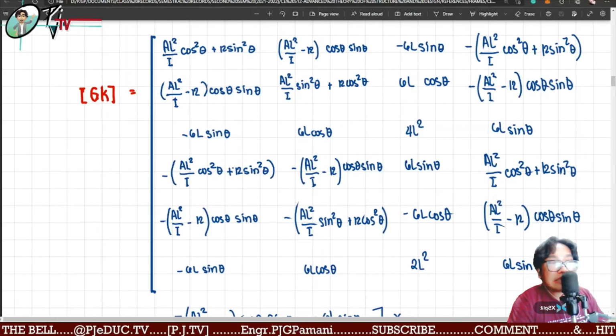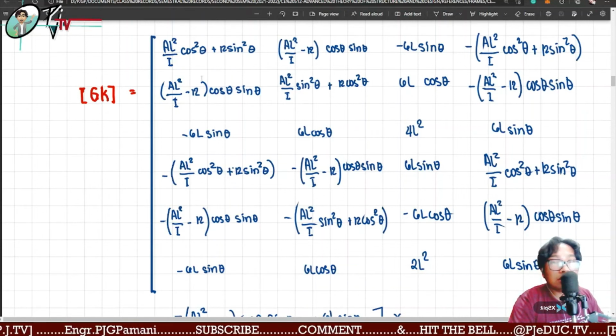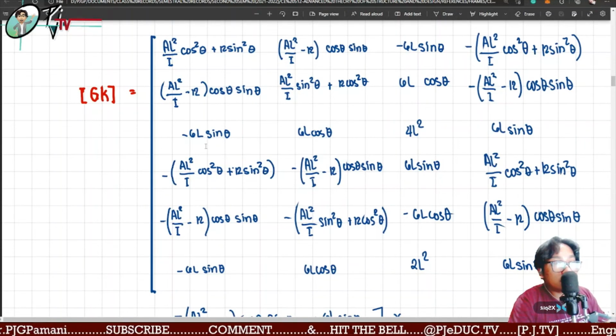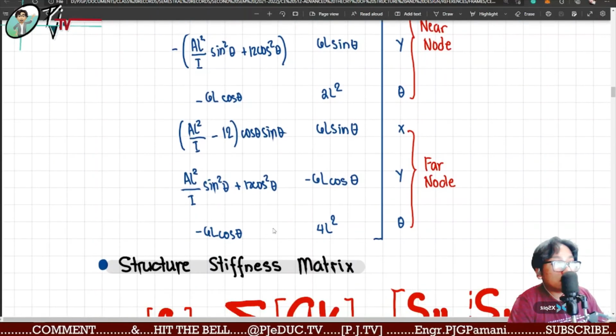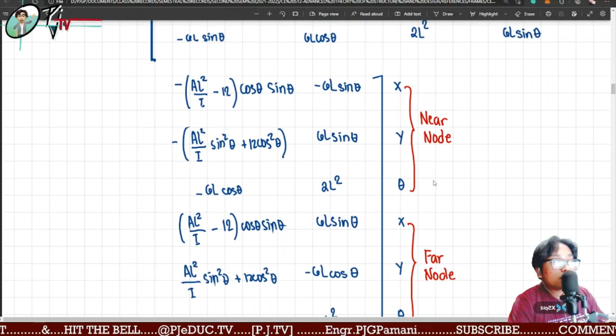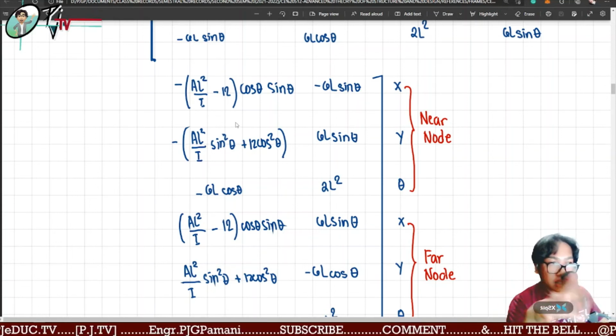So again, that is a 6 by 6 matrix. 1, 2, 3, 4, 5, 6. 1, 2, 3, 4, 5, 6. So napakahaba. And do not forget your near far node number. Same goes with the columns.